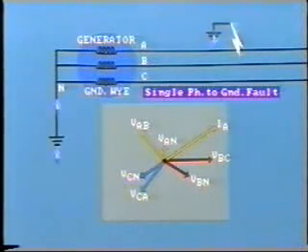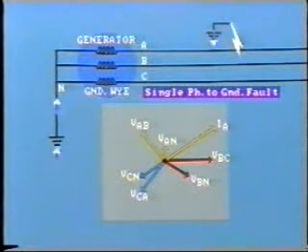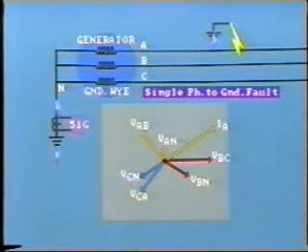The resistance of the fault itself plays an important part in determining the value of fault current. Indeed, if this is very high, there may be insufficient fault current flowing to operate the relays.